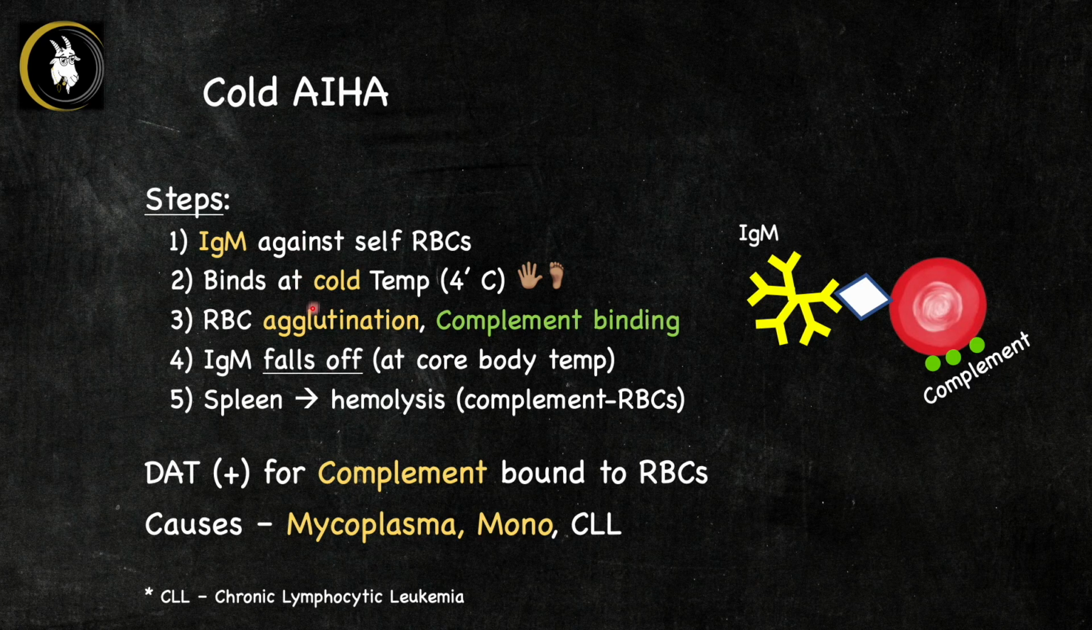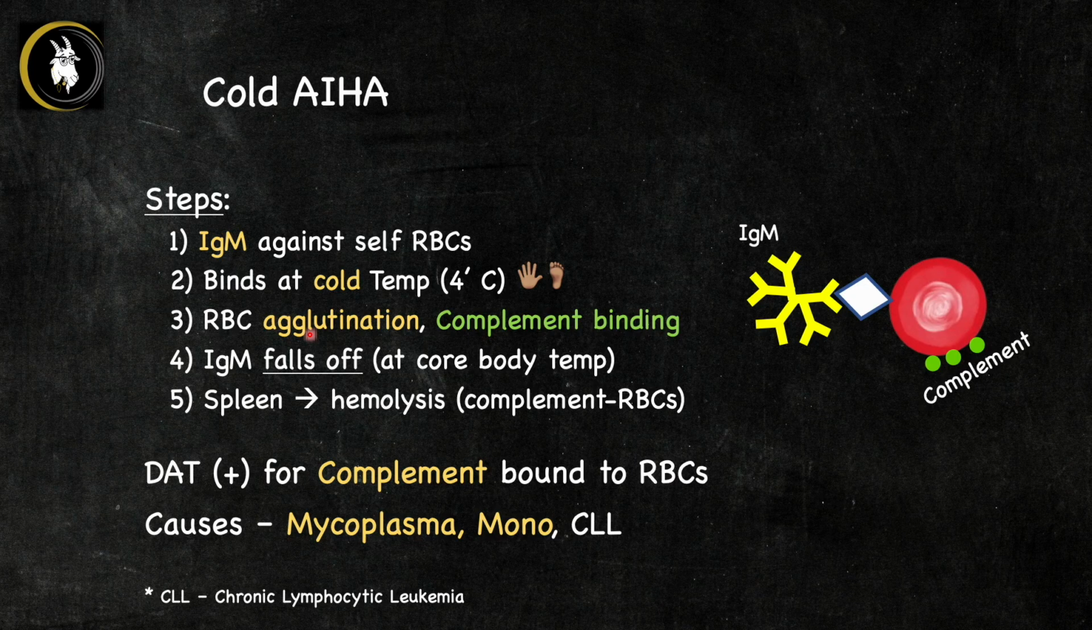What's going to happen is that when it binds to the red blood cells in the fingers and in the toes, it's going to bind to a bunch of different red blood cells at the same time, and it's going to bring them closer together and link them up to each other and cause a clumping or agglutination of the red blood cells. This was not something that we saw in warm AIHA.